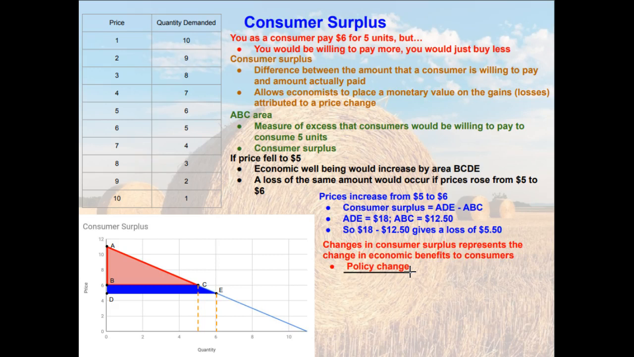So we would use this consumer surplus to find out if a price increase or a price decrease is going to be a benefit to consumers, and by how much, and is it going to offset the loss to producers. So the government, or the policymakers, might be concerned with this demand curve in order to find out consumer surplus, in order to determine whether or not these consumers are really getting what they need.